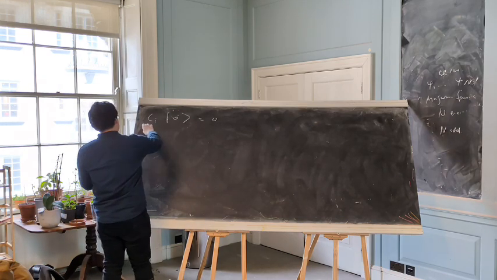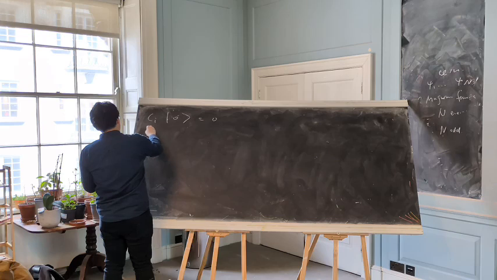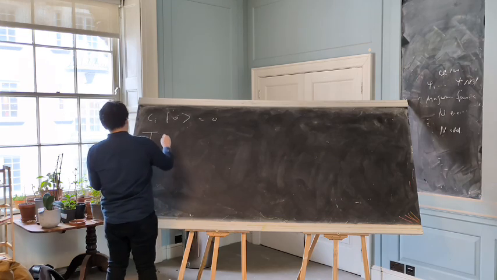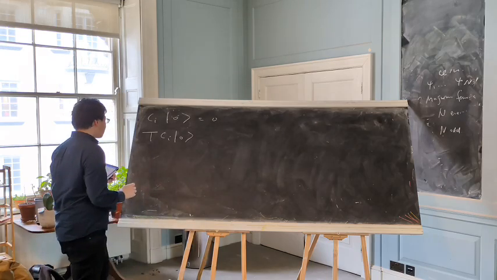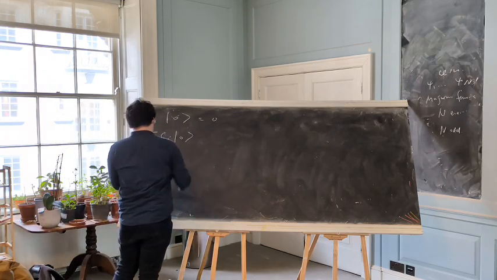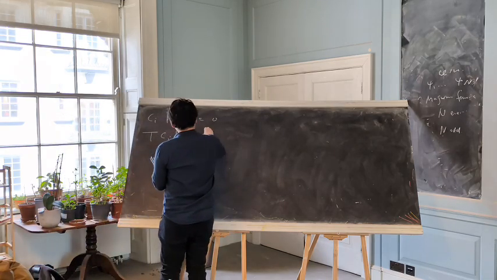Now let's consider how the tensor symmetry acts on this state. So the tensor symmetry acts on this state. Obviously it has to be 0, well, because the state itself is 0. Okay. So this is 0.